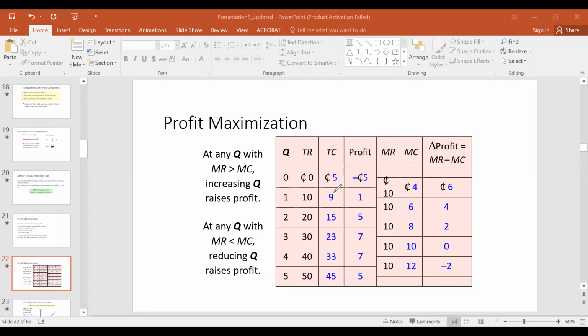Marginal cost, change in total cost. We've done this before. So marginal cost will be change in total cost over change in quantity. So 9 minus 5 is 4, divided by 1 minus 0 is still 4, and so on. And then you can populate this.